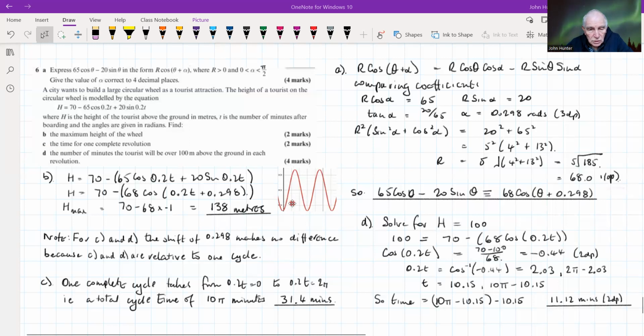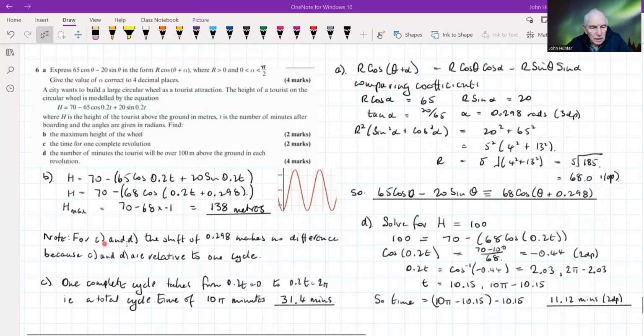So you can imagine that the time for one complete revolution is basically the time between corresponding points on the cosine curve, so it doesn't matter how much it's been shifted. And this part D is the number of minutes the tourist will be over 100 meters above the ground. And again, that doesn't really make any difference how much we've shifted it by. The shifting really just determines where you are at t equals 0. So if that is the nature of any particular problem you encounter, then it's worth noting, because it gives you a bit of a simplification.